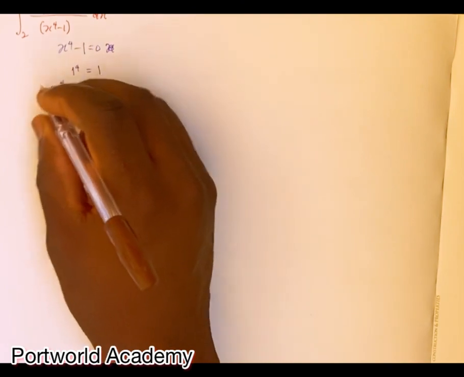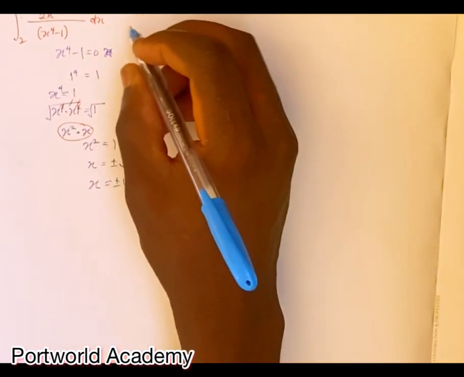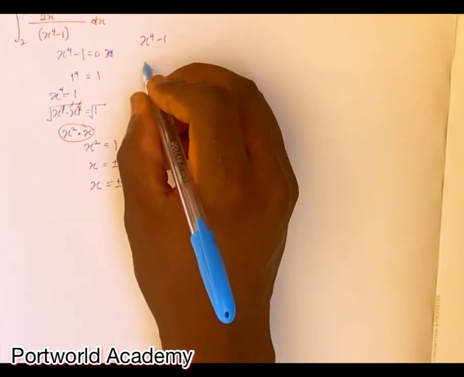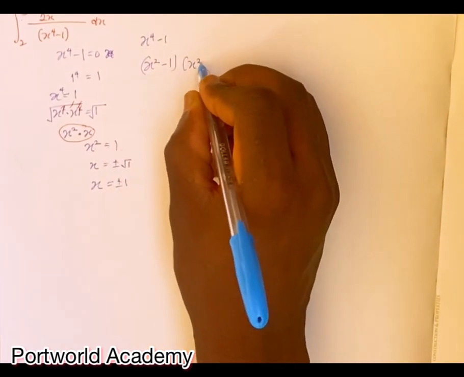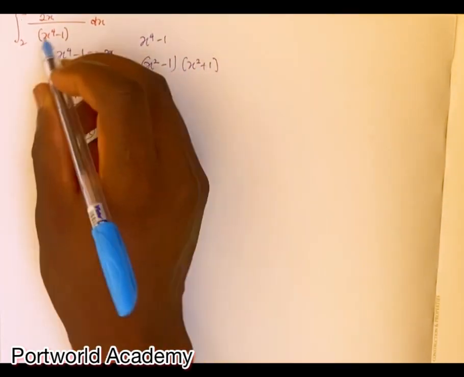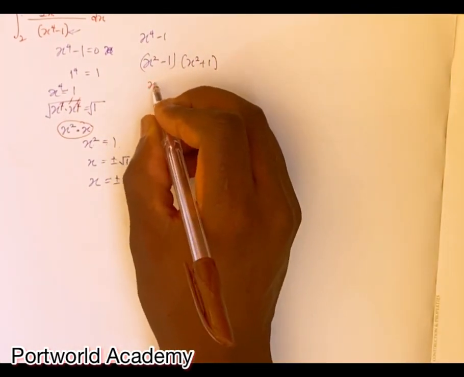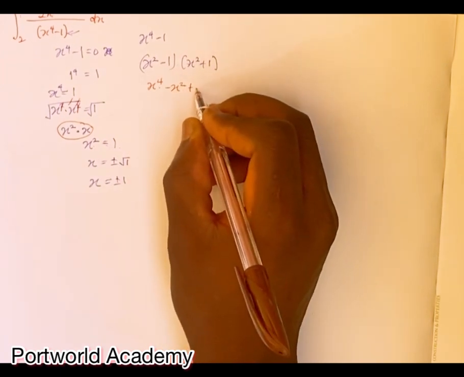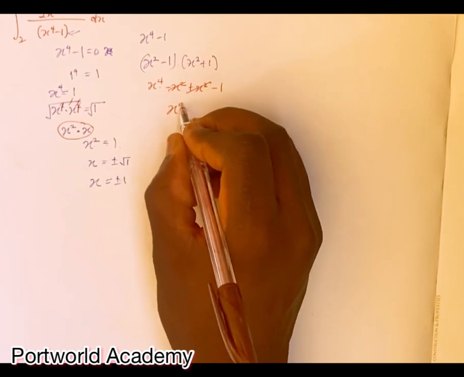So without following this aspect, let's just go ahead and use simple algebra. Here I can just say this is x to the power 4 minus 1, right? I can change it to x squared minus 1 and also x squared plus 1. I can actually write this because by the time I expand it, I'm going to have my answer back. Let's just go ahead and expand it. So expanding this, I'm going to have x to the power 4, minus x squared plus x squared, minus 1. So this will cancel this out. I'm going to have x to the power 4 minus 1.